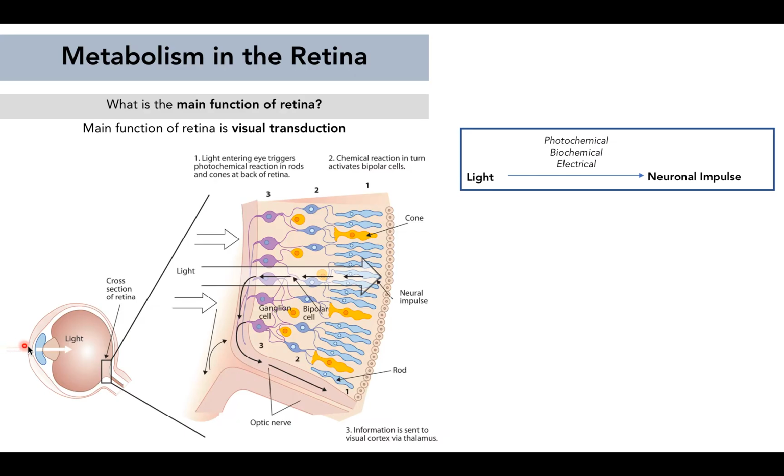We have light entering the eye. Now, what happens is that this physical process needs to be turned into a neuronal impulse, and this is largely a biochemical and an electrical process.